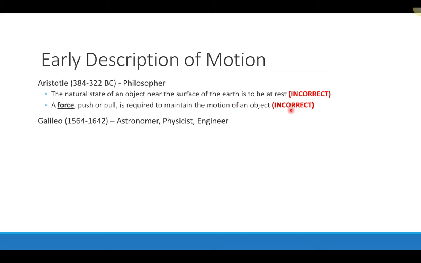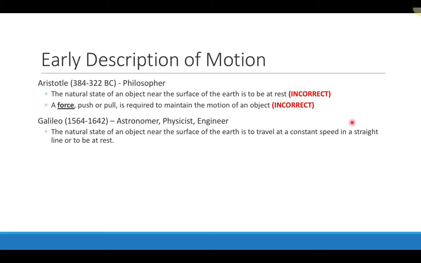And that's also incorrect. But Aristotle was basically looking at what he saw happening in the universe, and this is the way we see things, so that's the way he was describing things. And then Galileo came along much, much later, and he was an astronomer, a physicist, and actually also an engineer.